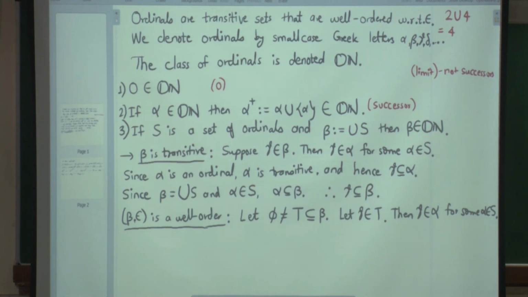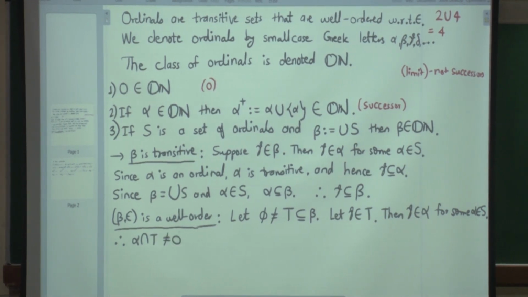So now what happens? Therefore alpha intersection T is non-empty. Why is it non-empty? What does it contain? Gamma. Very good. So gamma is an element of alpha intersection T. Now I am going to claim, so let rho be equal to the minimum of alpha intersection T. Rho be the least element of alpha intersection T.